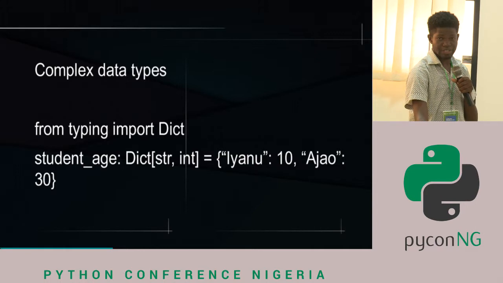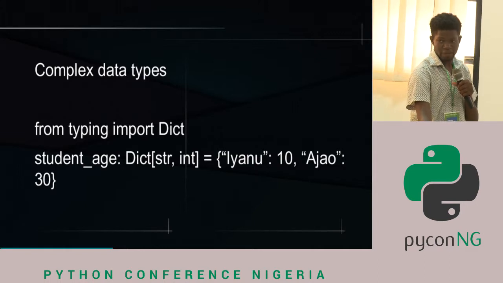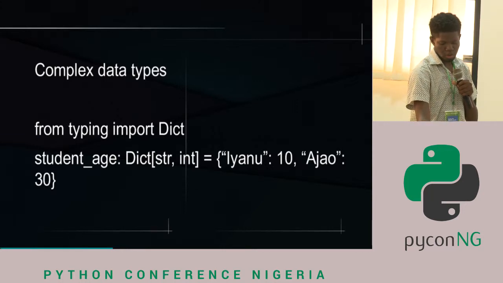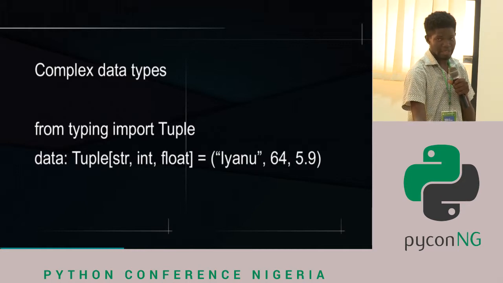Other ones like dict. For instance, this is how you add dict type to your code base. You use the string as the key, and the value type is an integer.